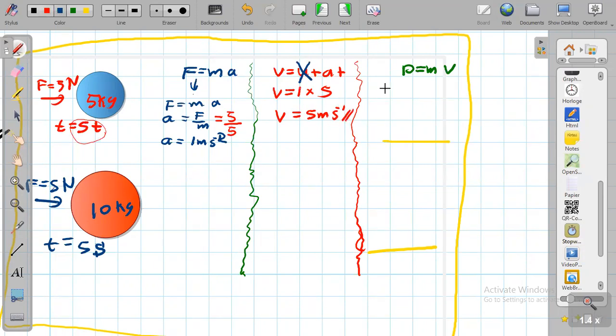Great. Now I am going to apply the equation of momentum. What is the equation of momentum going to be? P equals mv. So P equals m, which is 5, and the velocity again 5. It is 25 kg ms^-1. I think you got the point. Right. Did everybody understand this one?